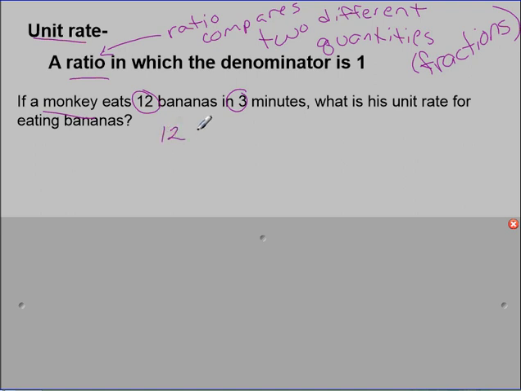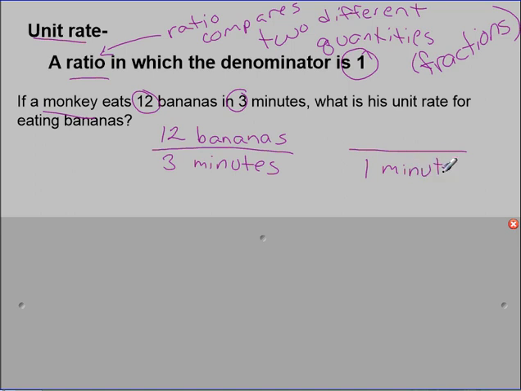So I'm going to take 12 bananas, and I have 3 minutes. That's my ratio, 12 to 3. But a unit rate is a ratio in which the denominator is 1. So I have to take this ratio here and turn it into a ratio that has a denominator of 1 using the same units. So I'm trying to find out how many bananas this monkey eats in 1 minute instead of 3.